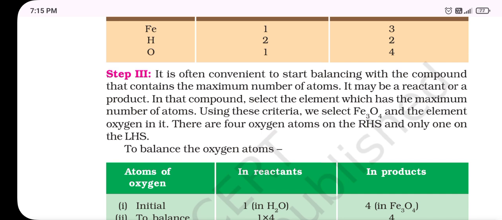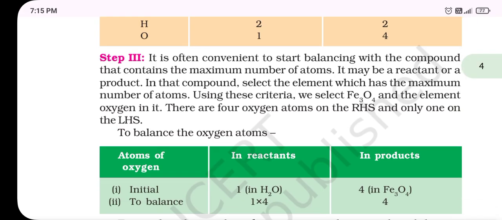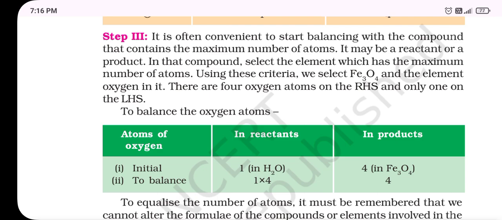Using these criteria, we select Fe3O4 and the element oxygen in it. Yes, there are 4 oxygen atoms on the RHS and only 1 on the LHS. Yeah, that's true. To balance the oxygen atoms, initially on the reactant side there is only one, just because in H2O only one oxygen is there.